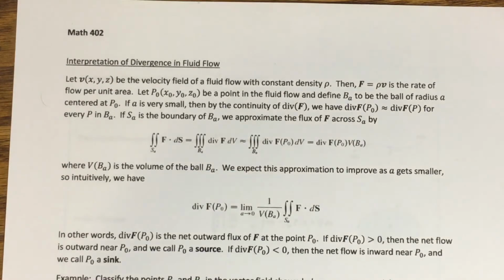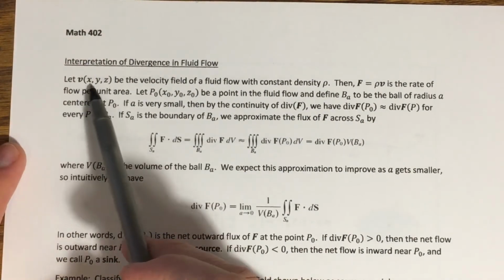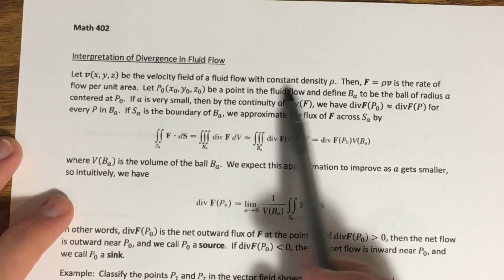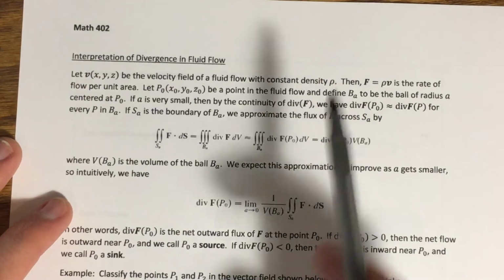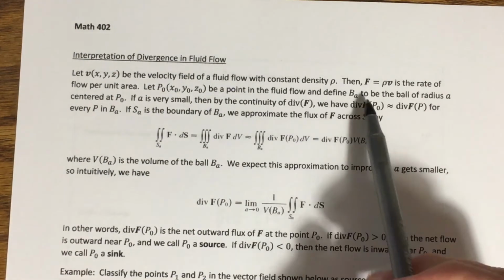Well, yes. And I did talk about this interpretation back when we introduced divergence back in section 16.5, I guess it was. But this is where we can make that a little bit more concrete. So what I'm going to do is say that V of x, y, z is going to be a velocity field of a fluid flow. And we're going to assume constant density rho. Okay, this is going to look kind of similar to what we did when we talked about the interpretation for curl in section 16.8, where we talked about Stokes' Theorem.